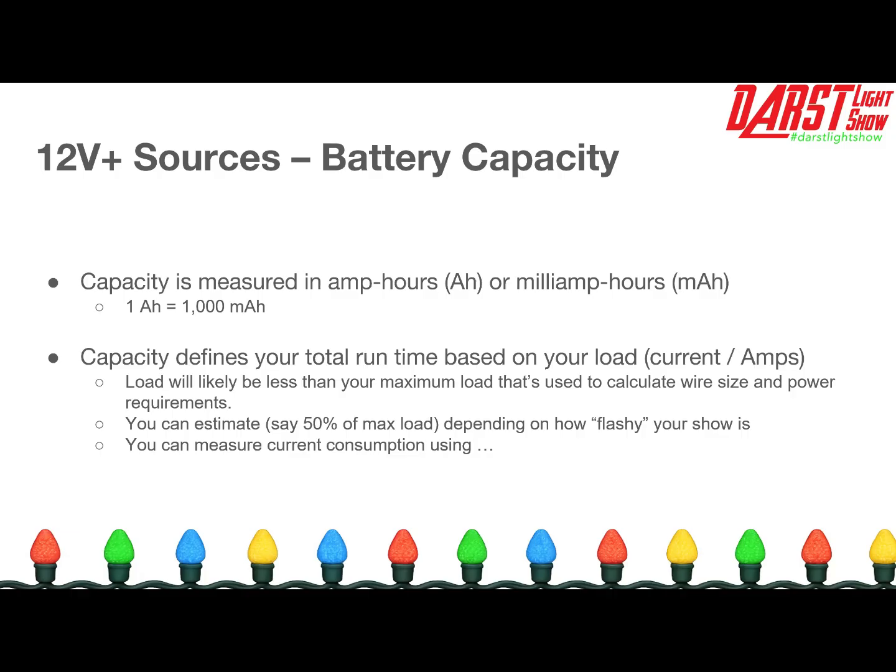We talk about capacity. So this is measured in what we call amp hours. So not amps, there's a difference. Amp hours is basically the number of amps you could continuously run in 1 hour. So if it says 1000 milliamp hours, that's also 1 amp hour. And that means you could run continuously at 1 amp for 1 hour. If it's 3 amp hours, you could run 3 amps for an hour or an amp for 3 hours, roughly. So capacity defines your total runtime based on your load.